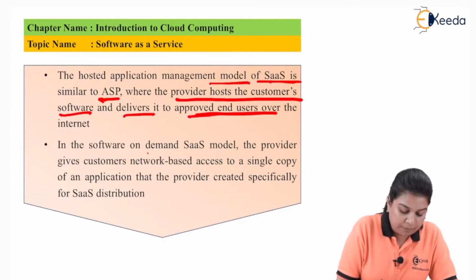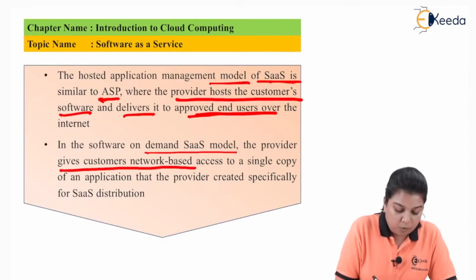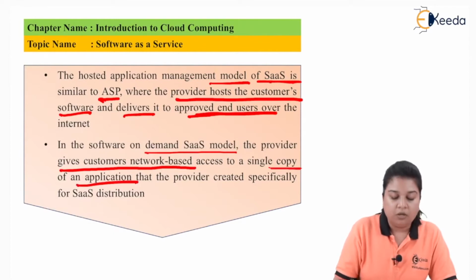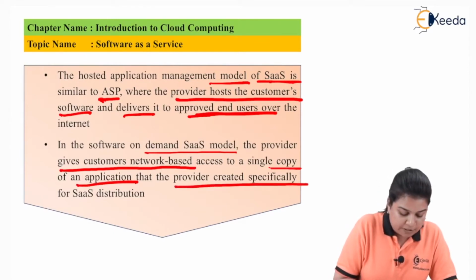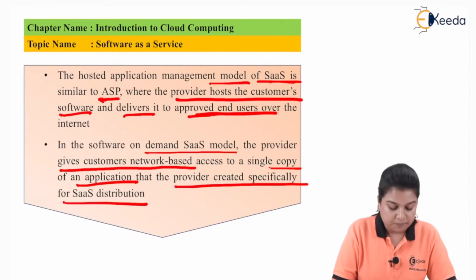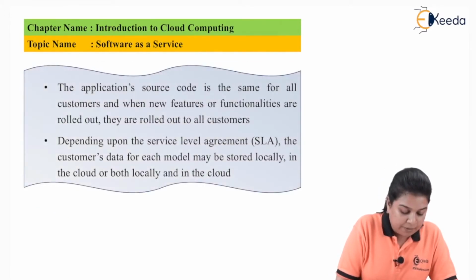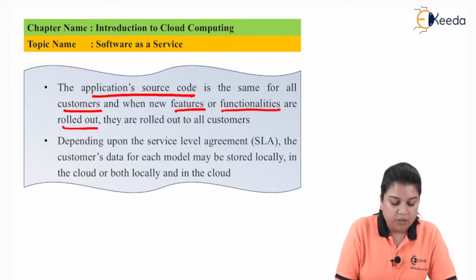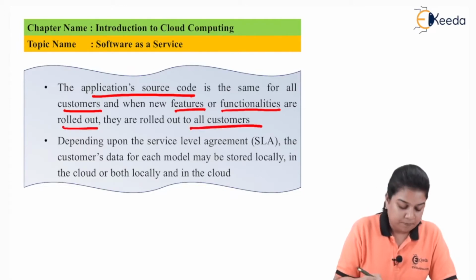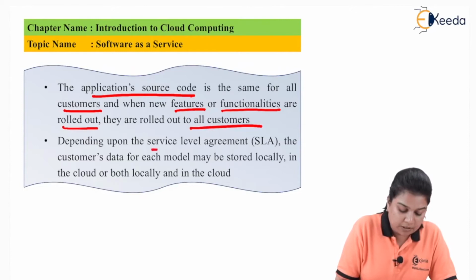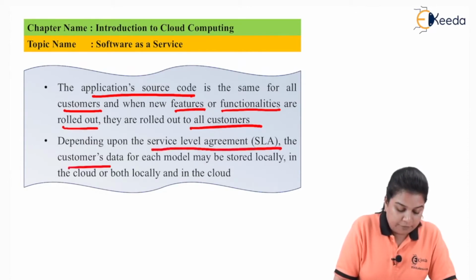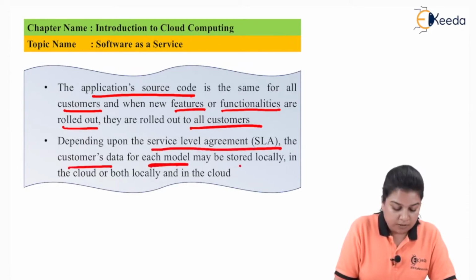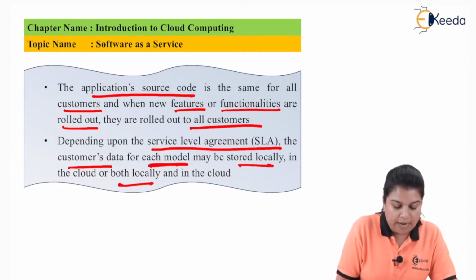In the software on-demand SaaS model, the provider gives customers network-based access to a single copy of an application that the provider created specifically for SaaS distribution. The application source code is the same for all customers, and when new features or functionalities are rolled out, they are rolled out to all customers. Depending upon the service level agreements, the customer's data for each model may be stored locally, in the cloud, or both locally and in the cloud.